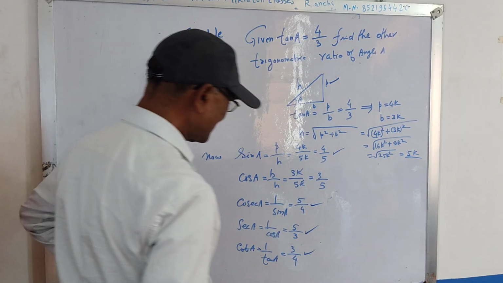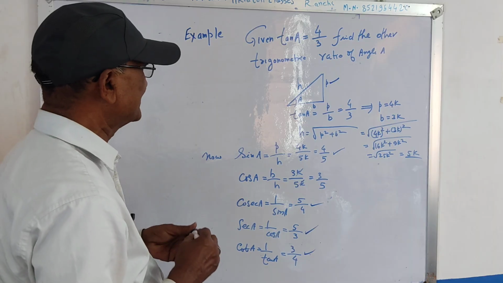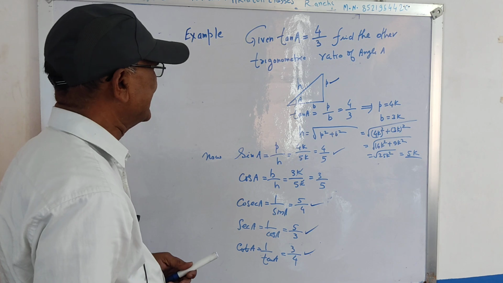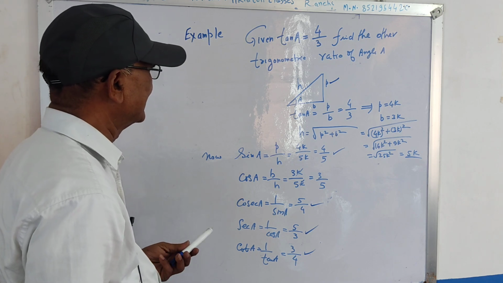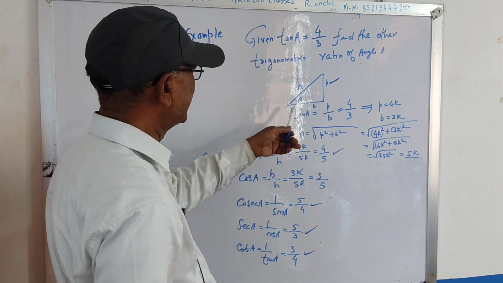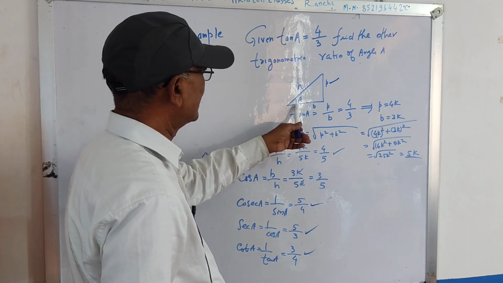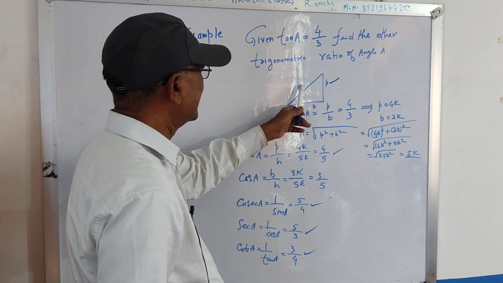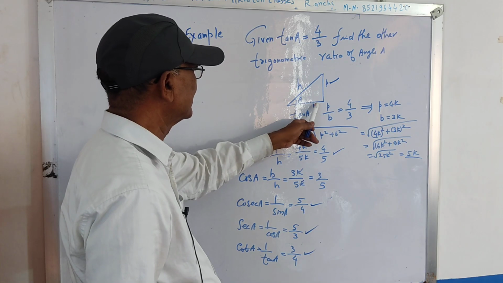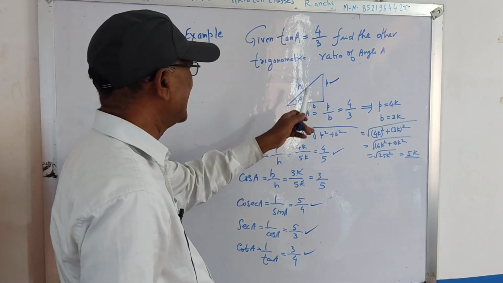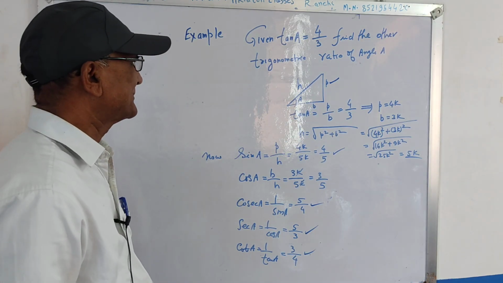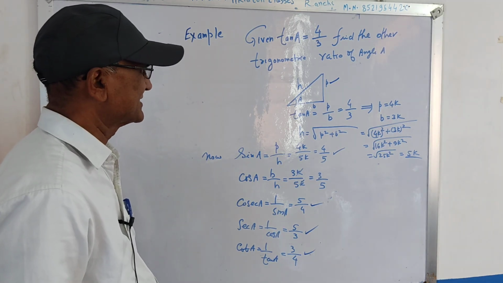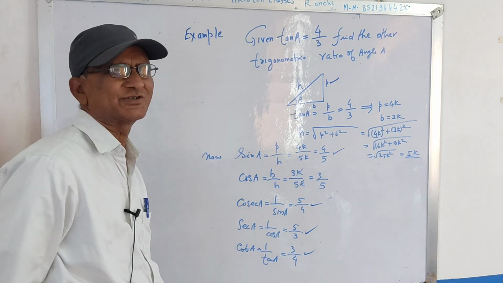In this way, very easily, if any angle value is given, any sine, cos, tan, whatever is given, then what you have to do is see which angle, which ratio is given. Accordingly you calculate H, or if H and B are given, you find out P. So first of all you have to find out the perpendicular, base and hypotenuse. Once you calculate hypotenuse, perpendicular and base, then easily you can calculate the trigonometric ratios.